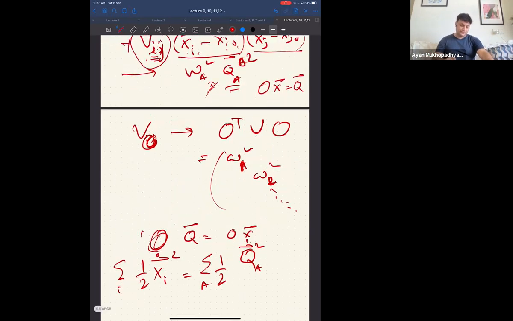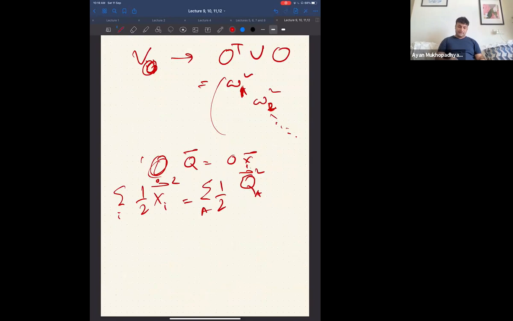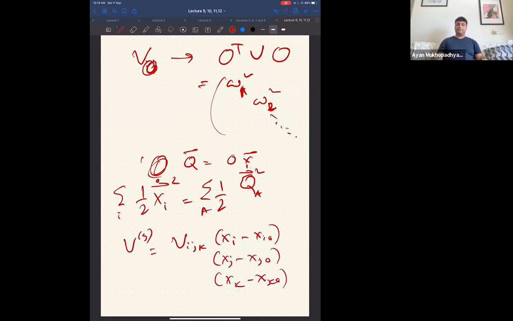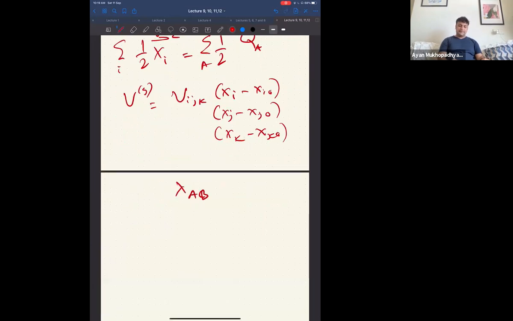So this is what I used, right? But now you see, if I go to quartic order, if I expand it, there's a V3 term, if I expand around a critical point, which is simply V_ijk (x_i minus x_i0)(x_j minus x_j0)(x_k minus x_k0). Okay. So this I should be able to write as lambda_ABC, again by doing orthogonal transformations, right? I will be able to write as lambda_ABC Q_A Q_B Q_C. Right?